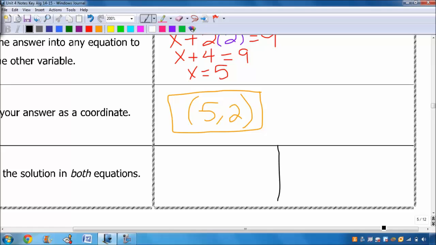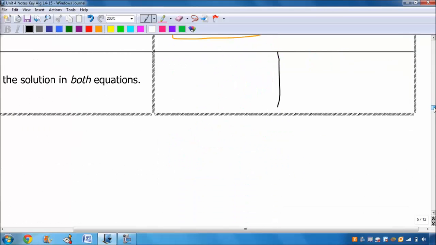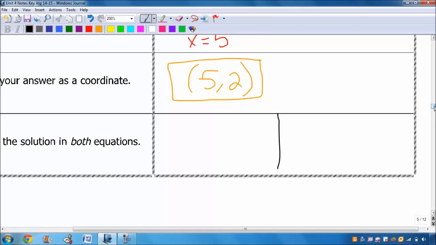So the first equation was 3x minus 2y equals 11. So I'm going to go ahead and write that down. 3x minus 2y equals 11. But instead of x, I'm going to replace it with 5. And instead of y, I'm going to replace it with 2. Okay?